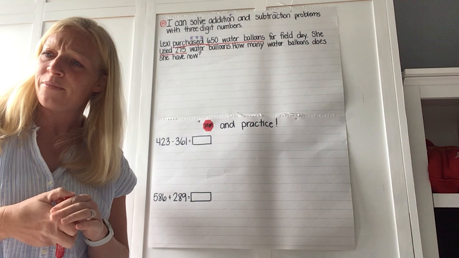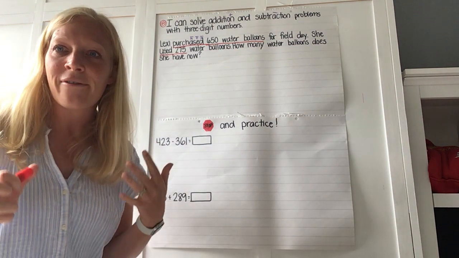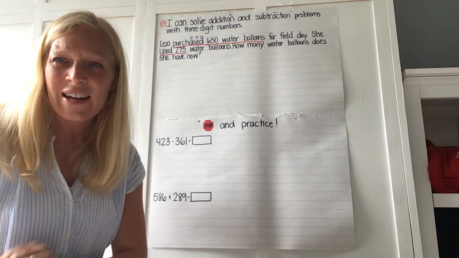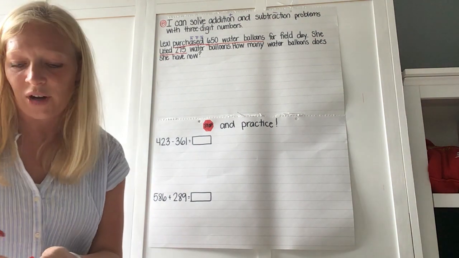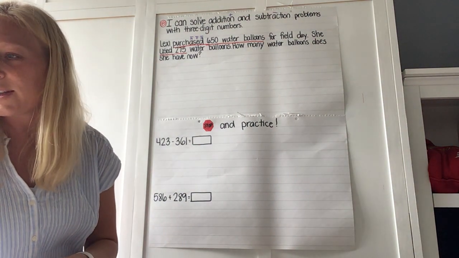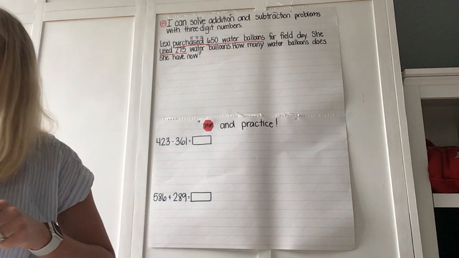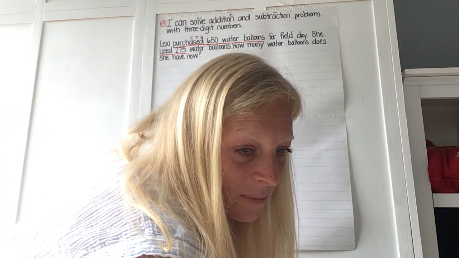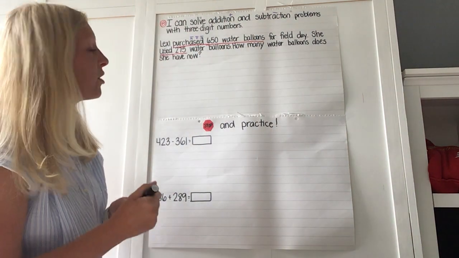What are we trying to find out? How many water balloons does she have now? I want you to take just about 30 seconds to write an equation with an unknown to match this story. What equation can you write? What number are you starting with? Why? Are you adding or subtracting to match this story? Subtracting to match it, aren't you? Okay, and what are you taking away?